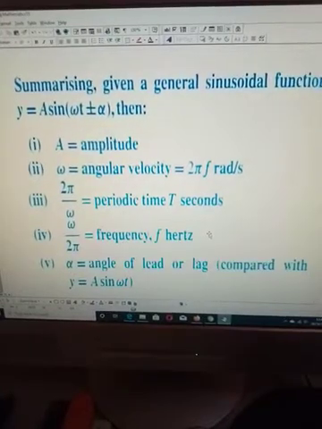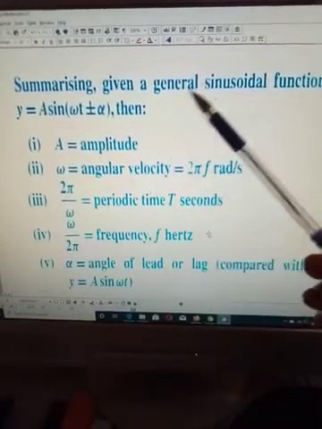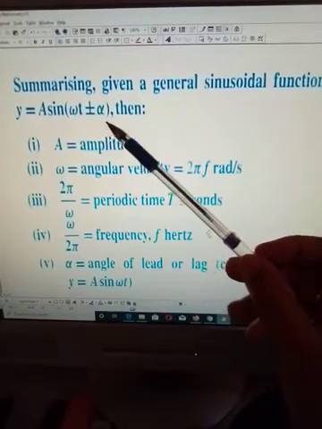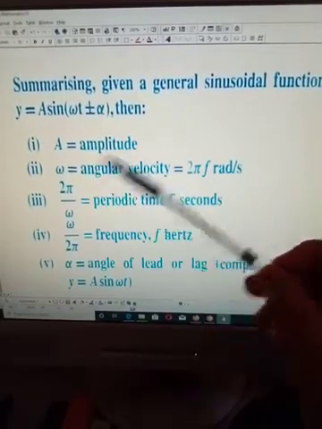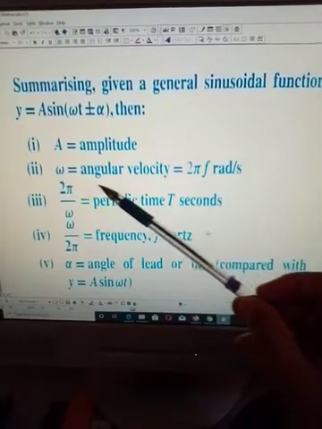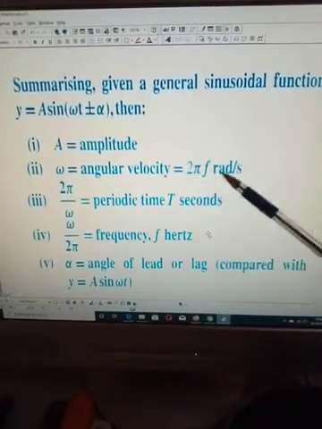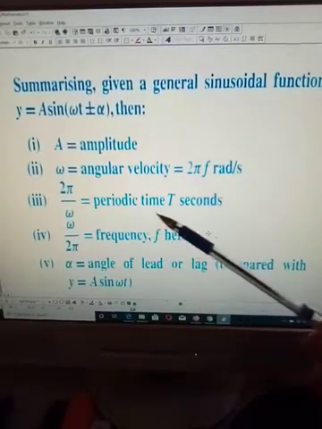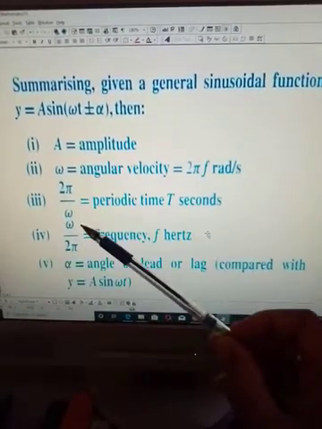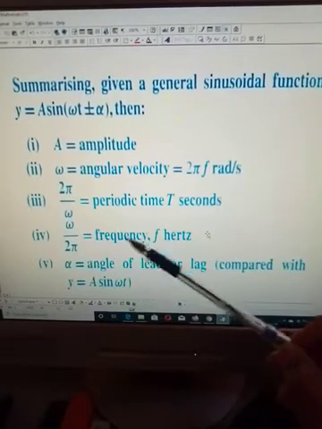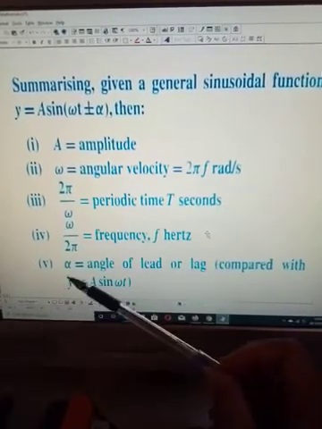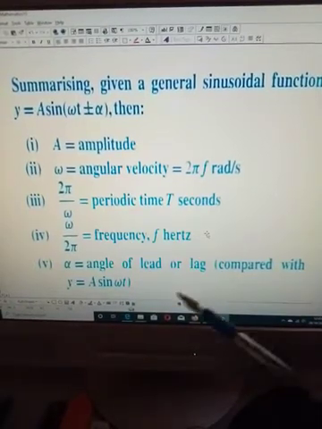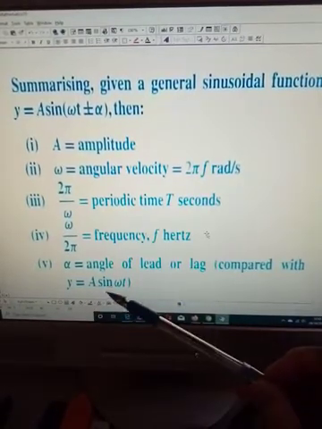So summarizing, given a general sinusoidal function, y equals A sine omega t plus or minus delta, then A equals amplitude, omega equals angular velocity, equals 2 pi f rads per second, 2 pi over omega equals periodic time, T in seconds, omega over 2 pi equals frequency, f in hertz, and delta equals angle of lead or lag compared with y equals A sine omega t.